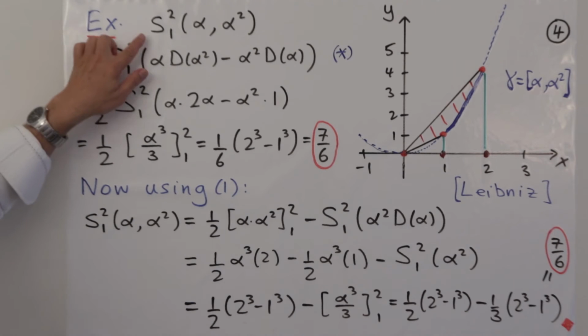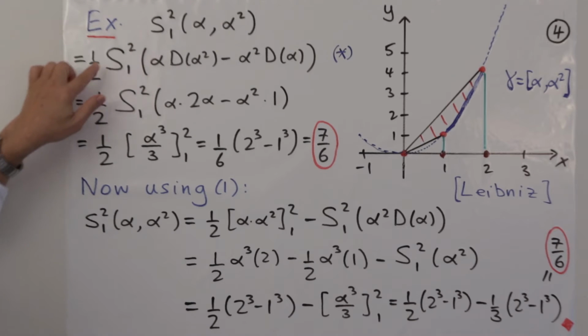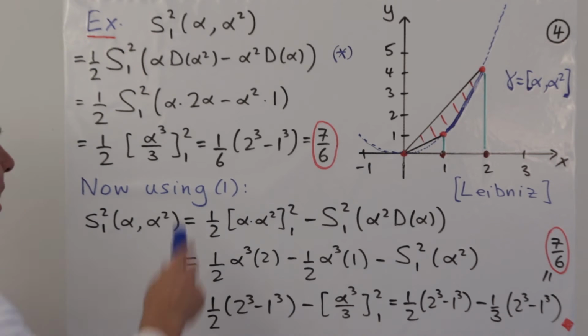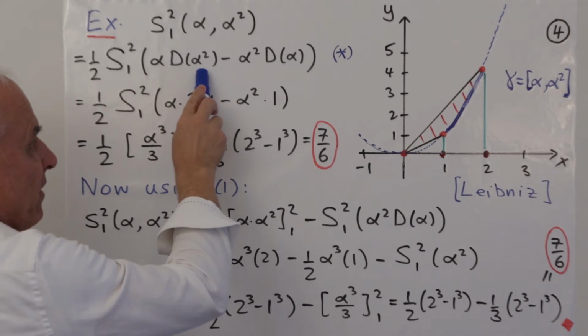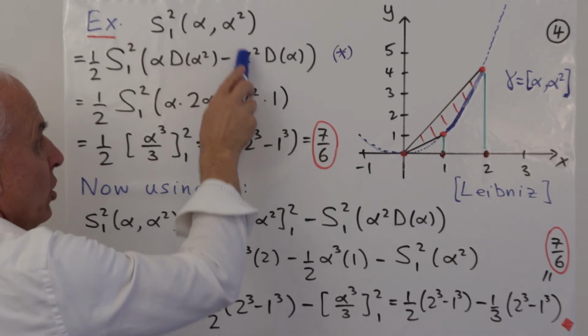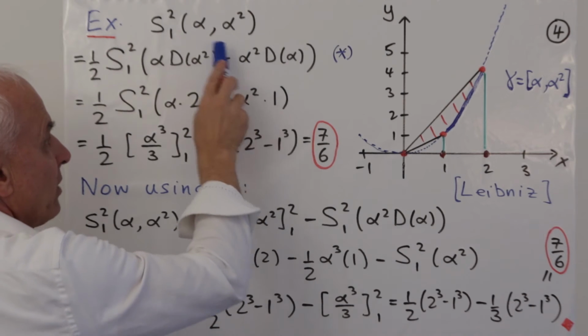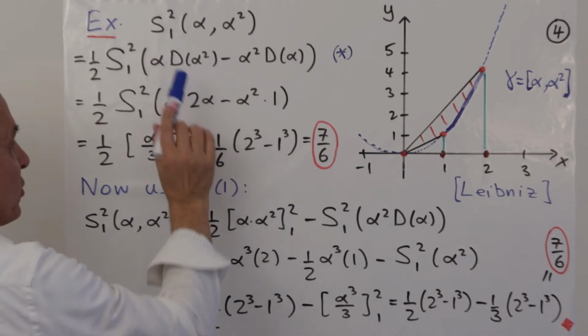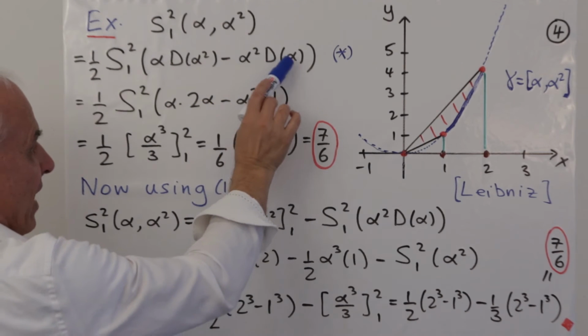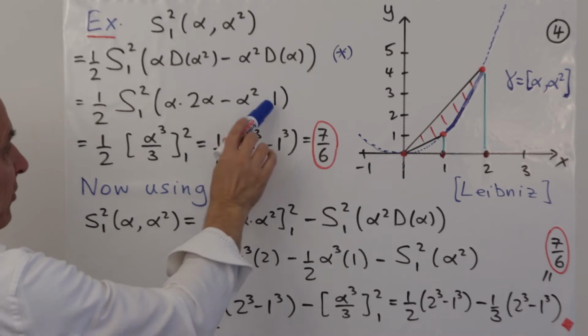And how do we get the signed area of that? Well, according to the fundamental theorem, that's 1/2 integral from 1 to 2 of p dq, so alpha times the derivative of alpha squared, minus q dp, alpha squared times the derivative of alpha. Well, the derivative of alpha squared is 2 alpha. The derivative of alpha is just 1. So we get this expression here.